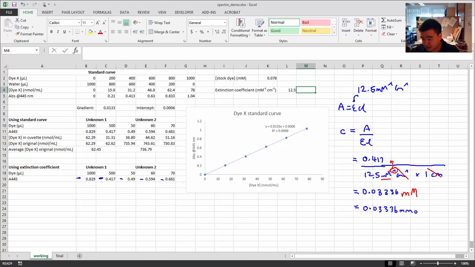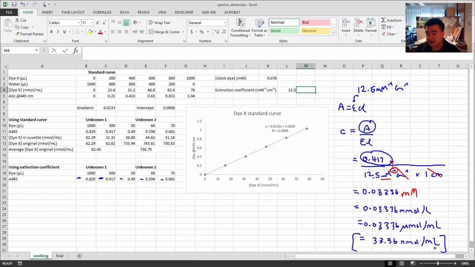So 0.03336 millimolar is millimoles per liter, which is equal to 0.03336 micromoles per milliliter. Let's make this pretty. This would be equal to 33.36 nanomoles per milliliter. So again, what this is telling us is that in this cuvette, we're measuring this absorbance, which is 0.417, and this absorbance is telling us that the concentration of dye in the cuvette is 33.36 nanomoles per milliliter. All right, so in this cuvette, it was half dye, half water, and in the entire cuvette, it was 33.36 nanomoles per 1 milliliter in there.